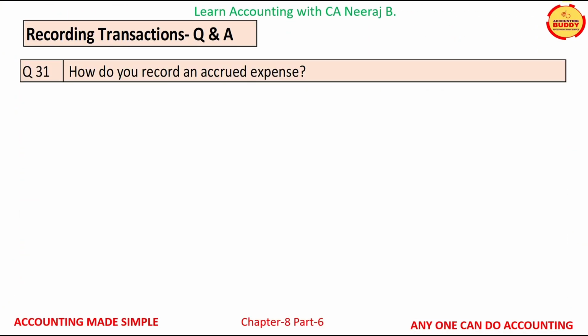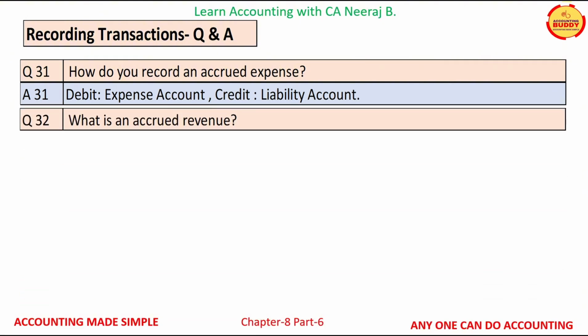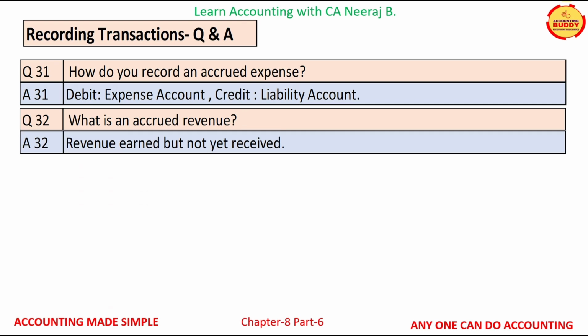Question number 31 is, how do you record an accrued expense? The answer is debit expense account and credit liability account. Question number 32, what is an accrued revenue? The answer is revenue earned but not yet received.